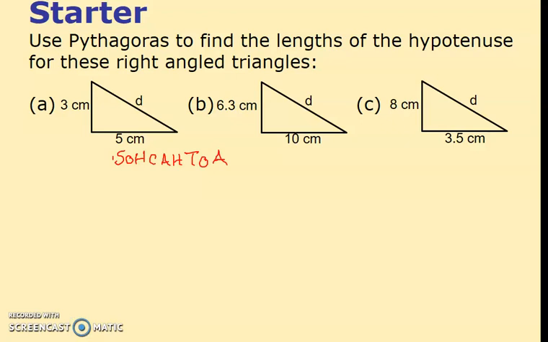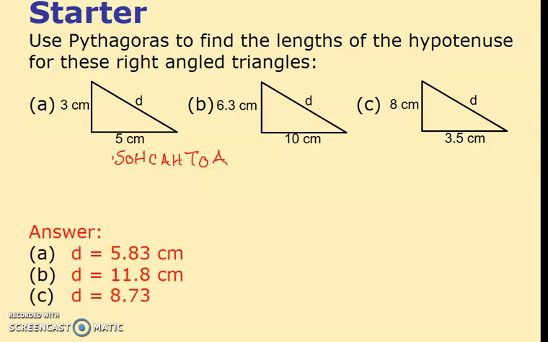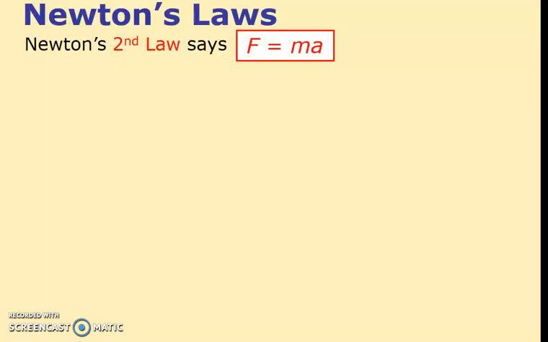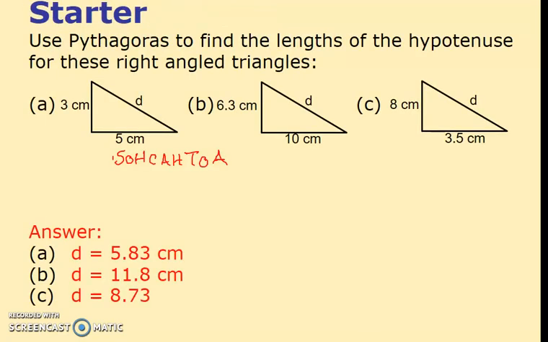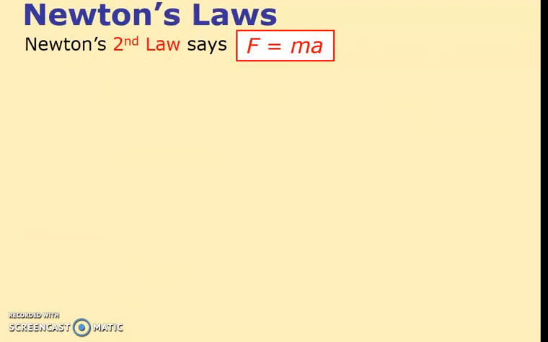I've written SOHCAHTOA on it already, so just be aware that's what you've got to use. There's the answers, and you've got to use SOHCAHTOA to find the d value in each question. It's the same each time. So I say SOHCAHTOA, actually, it's Pythagoras. So use Pythagoras, not SOHCAHTOA.